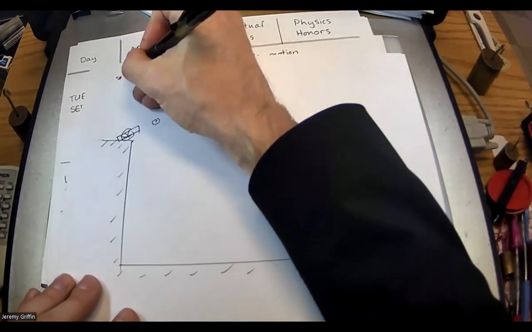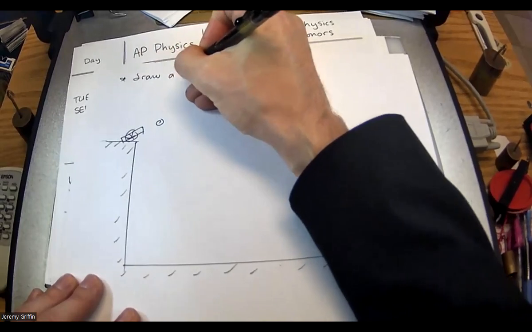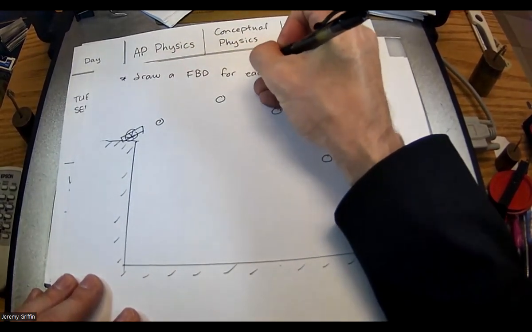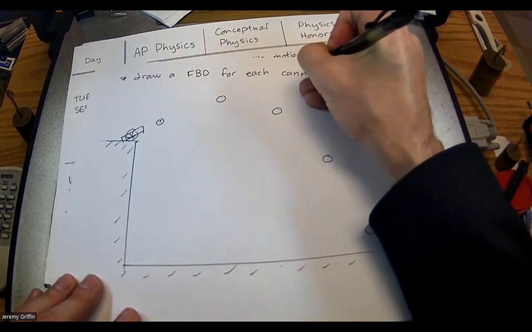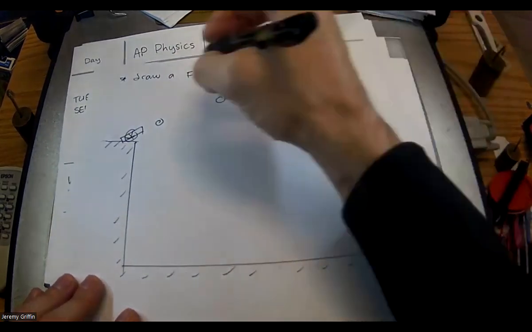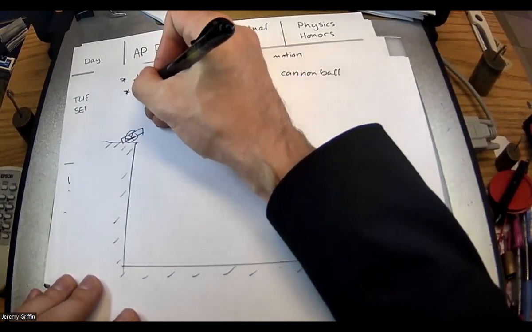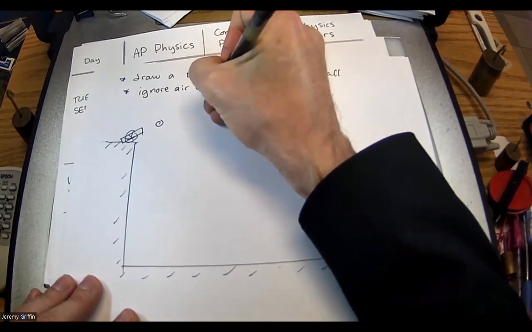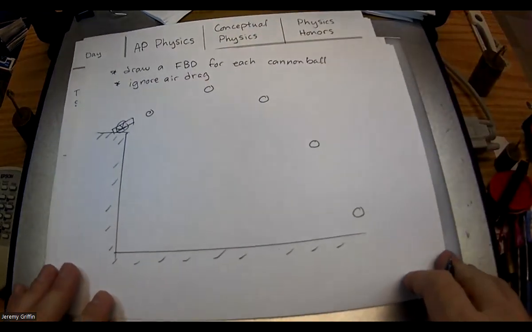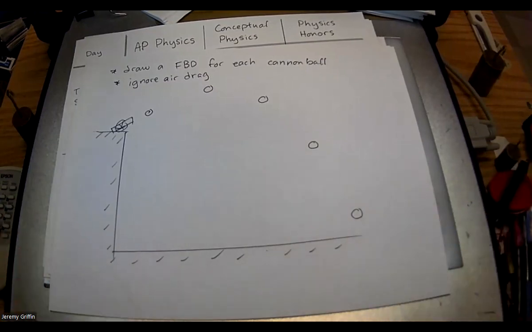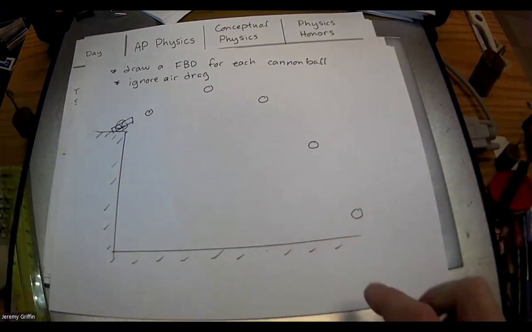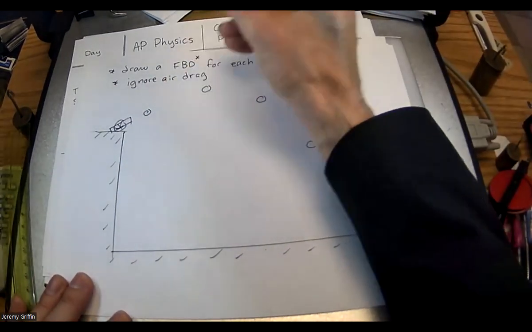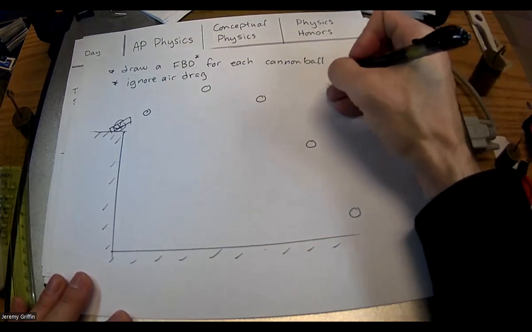Can you draw a free body diagram for each cannonball? And we'll give you guys a hint here. Let's say ignore air drag. Ignore the fact that it's plowing through the air. Maybe this is a vacuum or air drag is negligible. Now, guys, free body diagram means you're drawing what kinds of vectors?